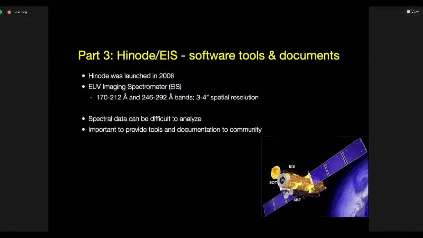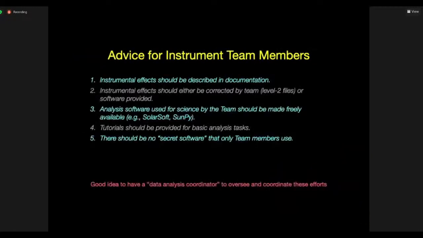So a large chunk of the time I've spent on the ICE project has been on these efforts, and I'll describe some of them here. Okay, so firstly, I thought I'd give some advice on how instrument team members should approach this challenge. And I came up with these 5 points written here.